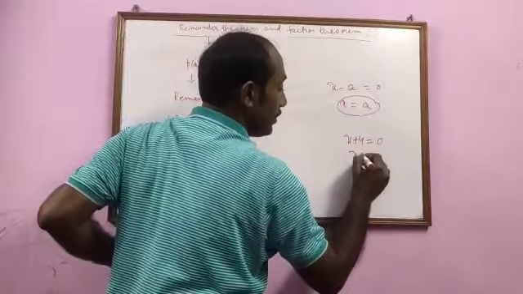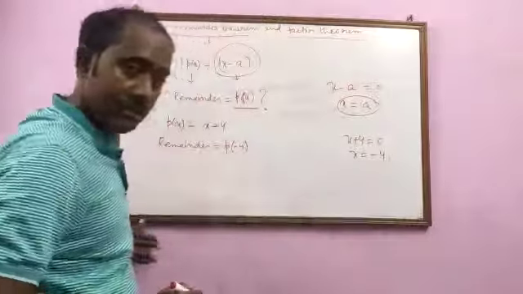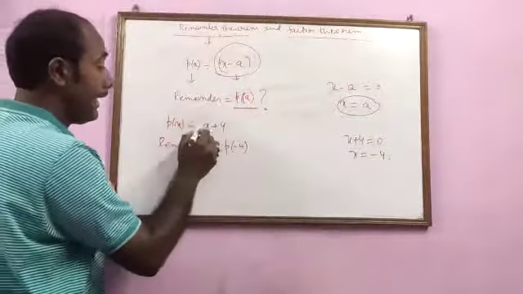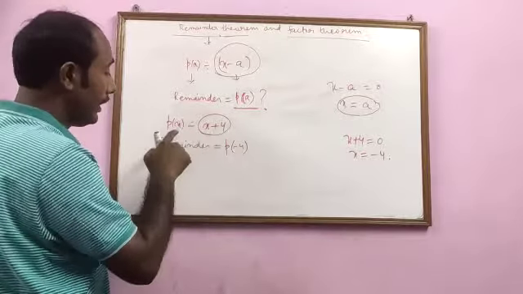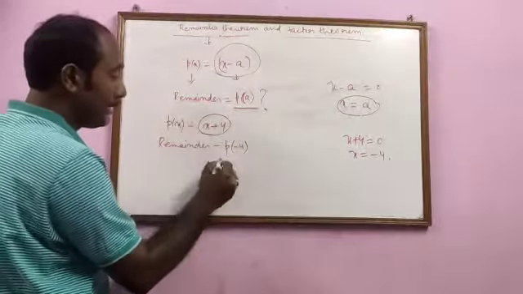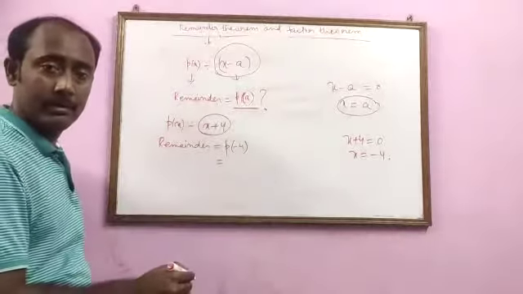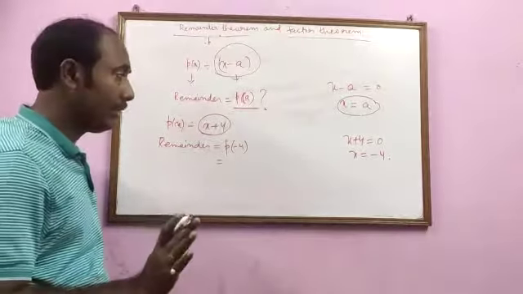Equating x plus 4 with 0, you will get x is equal to -4. So the zero of x plus 4 is -4. So you will replace x by -4 to get the remainder. I hope this is clear to you all now.